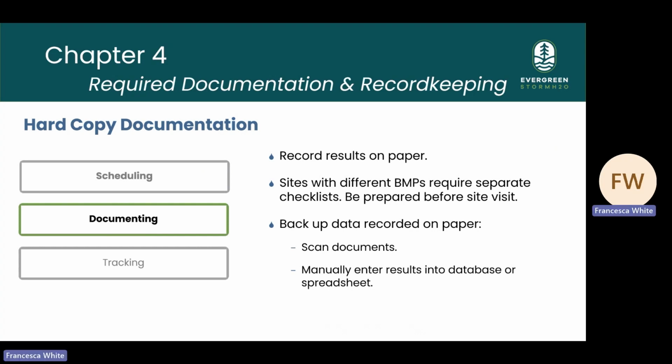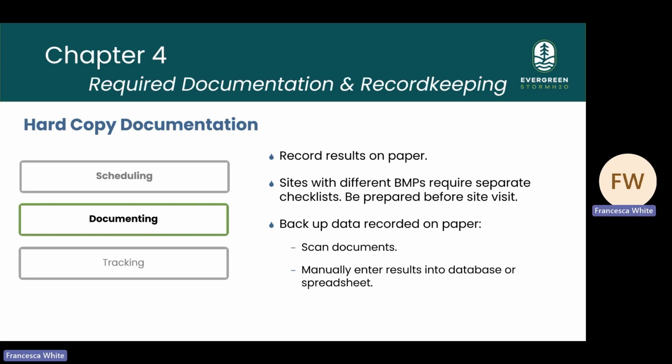Documenting using hard copy documentation involves recording results on paper. As I mentioned in chapter 2, checklists are often developed for inspections using maintenance requirements for each BMP. There are going to be some sites that have different BMPs or multiple BMPs, and they may require separate checklists. So the inspector needs to be prepared with those checklists before going on site.